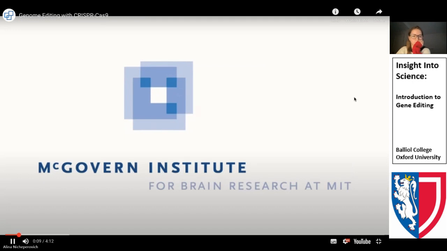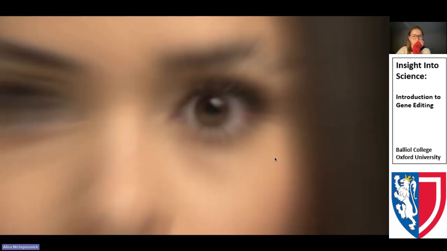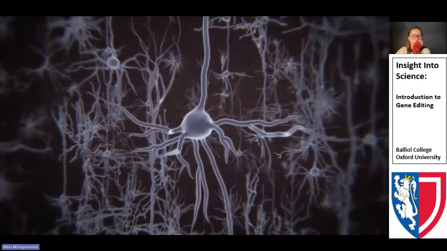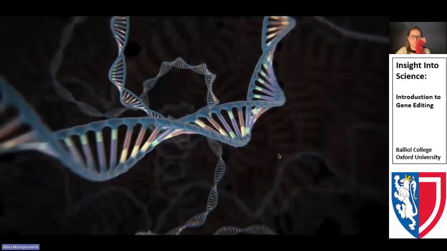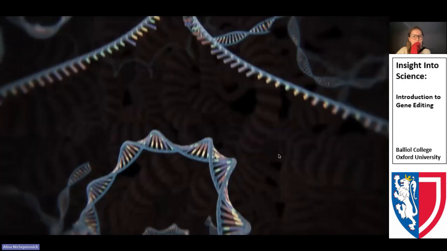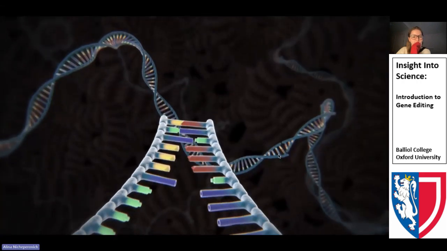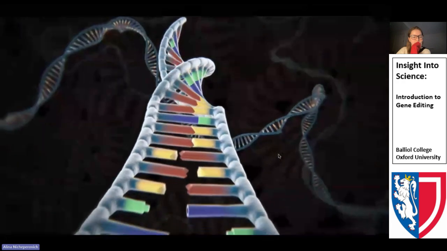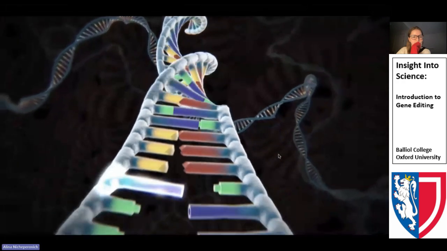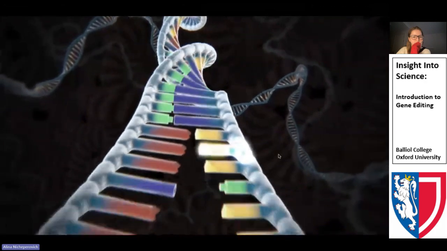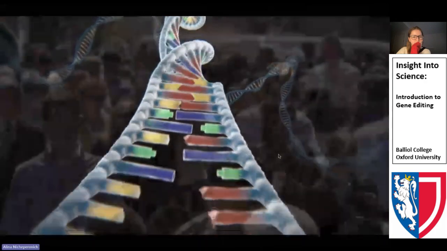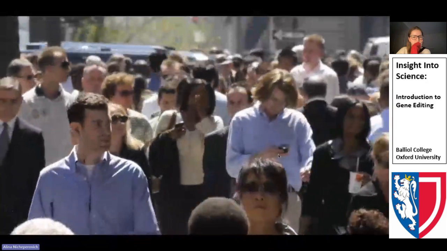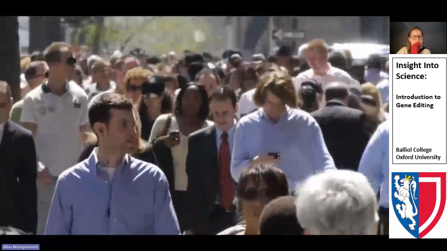Every cell in our body contains a copy of our genome, over 20,000 genes, 3 billion letters of DNA. DNA consists of two strands twisted into a double helix and held together by a simple pairing rule. A pairs with T and G pairs with C. Our genes shape who we are as individuals and as a species.